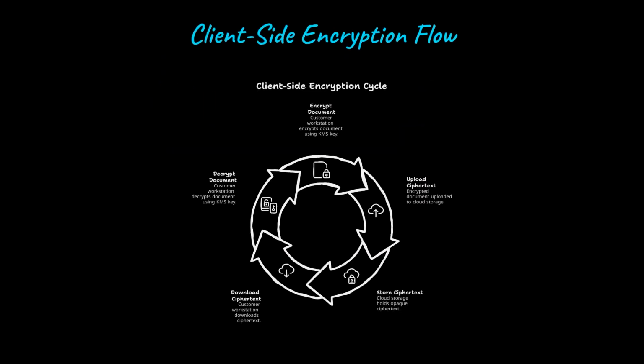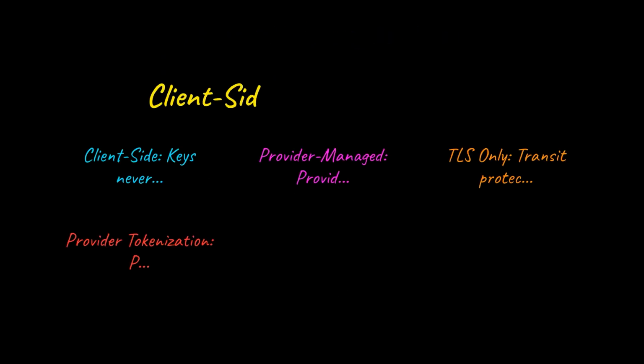Mechanically, documents are encrypted at the workstation using keys stored in a customer-operated key management system or hardware security module. The ciphertext is uploaded to cloud storage where it remains unreadable. Decryption only happens back on the customer's systems, never inside the cloud.